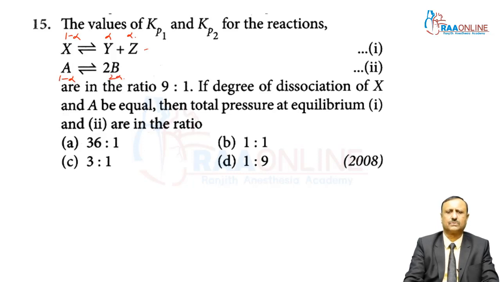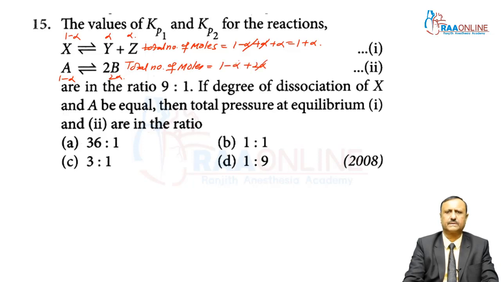So, my dear students, the total number of moles is equal to 1 minus alpha plus alpha, which cancel each other, and you get 1 plus alpha. Now, my dear students, here you can calculate the total number of moles for the second equation, which is equal to 1 minus alpha plus 2 alpha; these cancel each other to give 1 plus alpha.